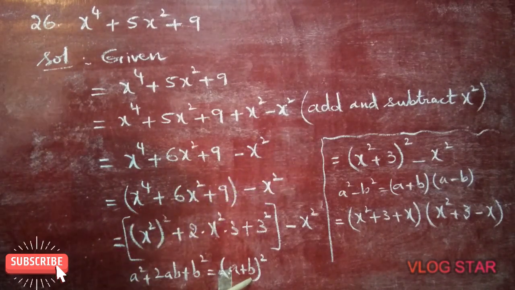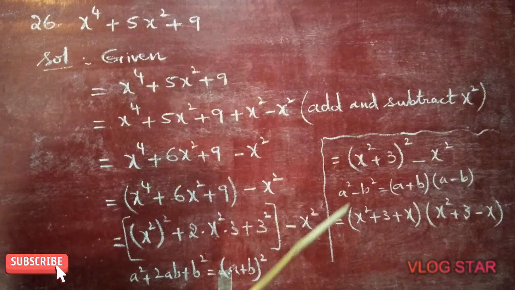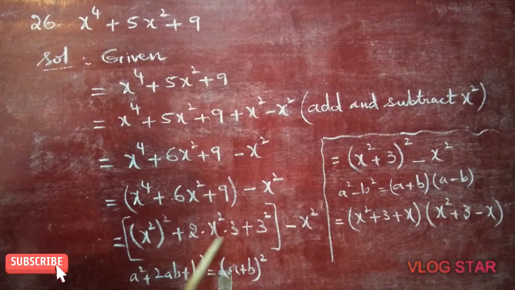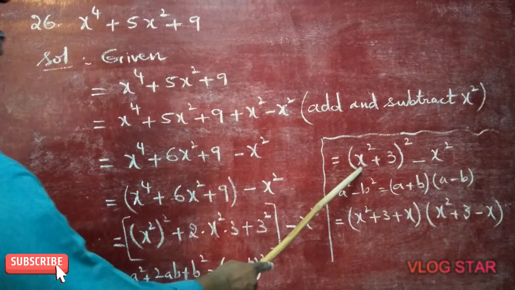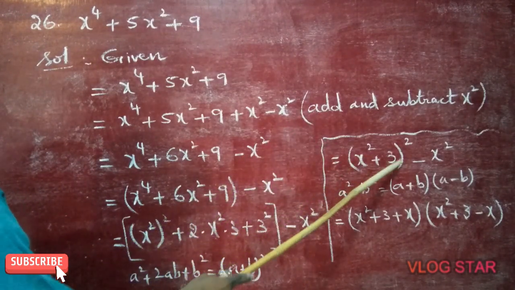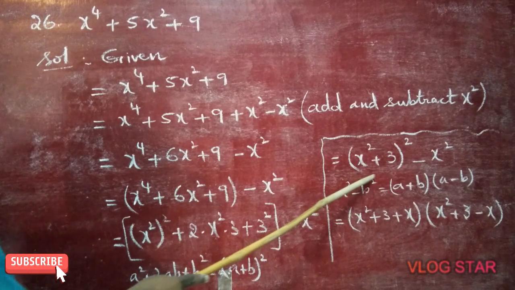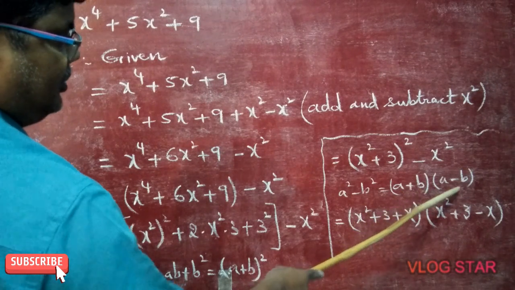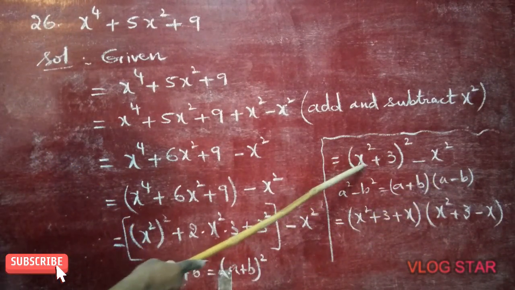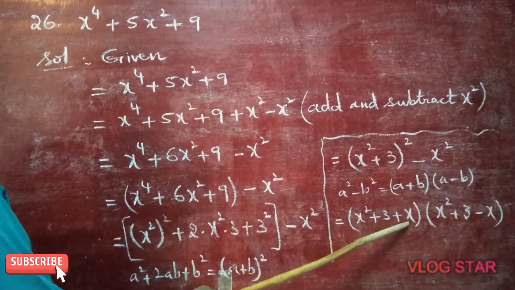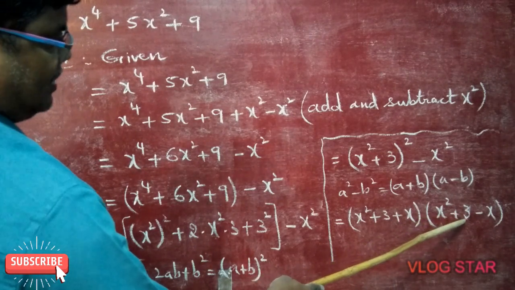So we should get an idea how to solve the problems and what formulas are needed here. According to that formula we are going to do. Now (x square plus 3) whole square, because this is in the formula of (a plus b) whole square, in the place of a x square is there, in the place of b 3 is there. So (x square plus 3) whole square minus x square. Now again it is in the form of a square minus b square, that is equal to (a plus b) into (a minus b). So you write a one time plus b. So (x square plus 3 plus x) into (x square plus 3 minus x).